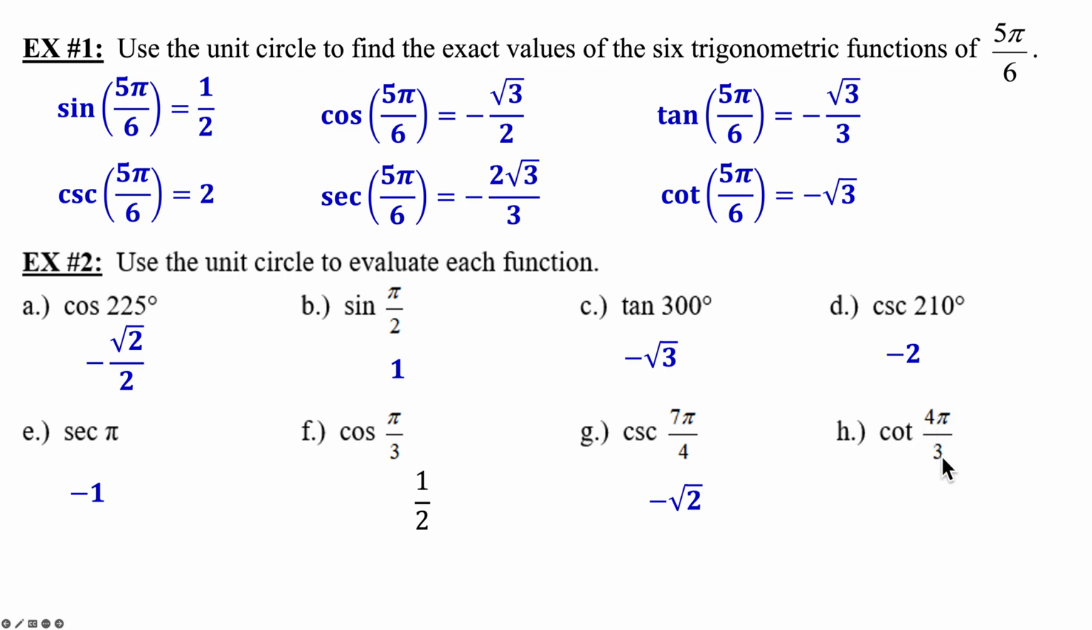Cotangent of 4 pi over 3, let's see, that's going to be quadrant 3. 4 pi over 3, that's going to give me, cotangent, check, cosine over sine, that's going to give me 1/2 over the square root of 3 over 2, or 1 over the square root of 3, which I rationalize to the square root of 3 over 3. I didn't come back to the unit circle, so hopefully you were looking at yours. I pretty much have that thing pictured in my mind. Done it way too many times.